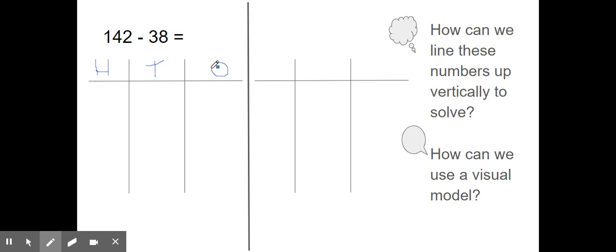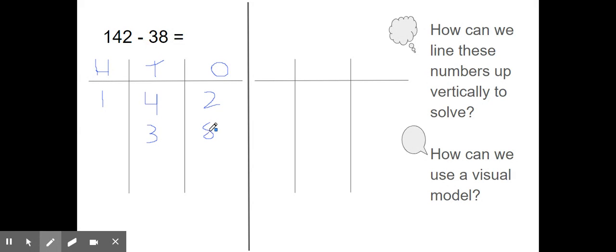For the vertical equation, we want to make sure that we put the numbers in the right spots. 142 minus 38. 142: 1 hundred, 4 tens, and 2 ones. Minus 38. Does 38 have any hundreds? No, it doesn't, so I'll leave the hundreds empty. 38 has 3 tens and 8 ones.